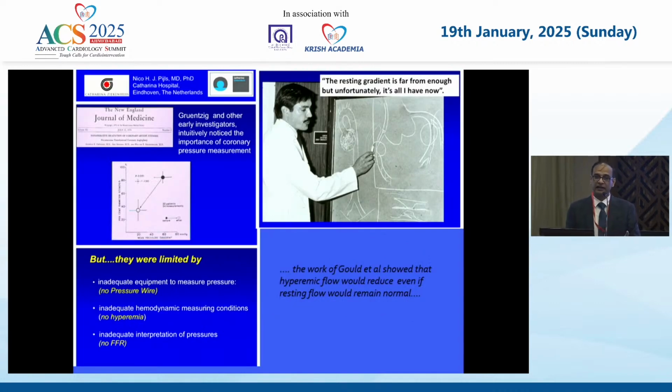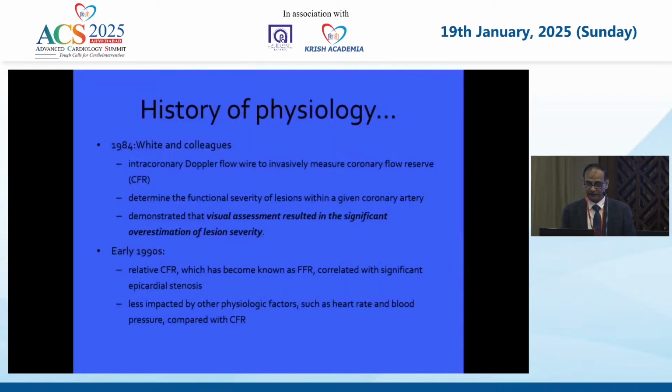And when Gruntzig and friends realized that an obstruction can be relieved, he battled this problem for a while. How do we know which obstruction is significant and which is not? At that time, they only had resting pressure and resting flow. And even then, he recognized that the resting gradient is far from enough. But unfortunately, it is all that we have with us today.